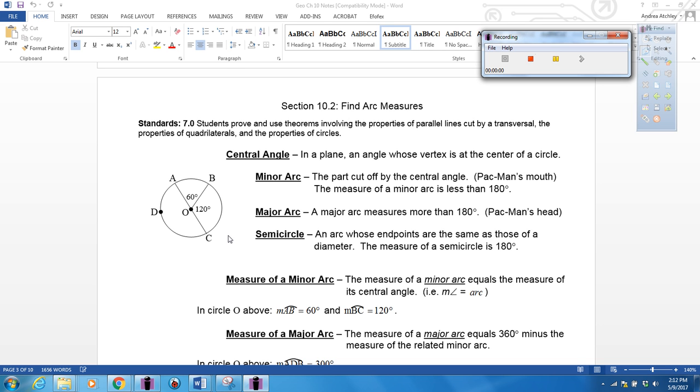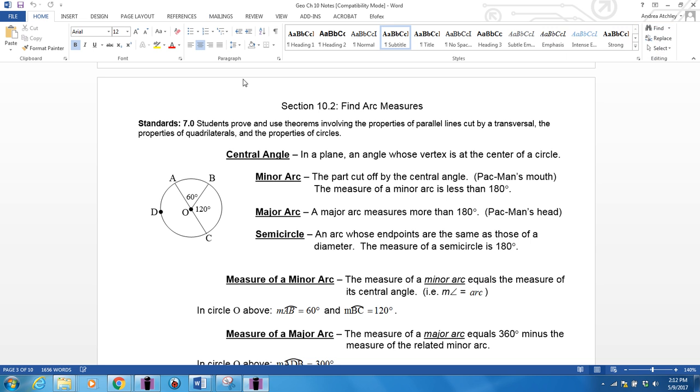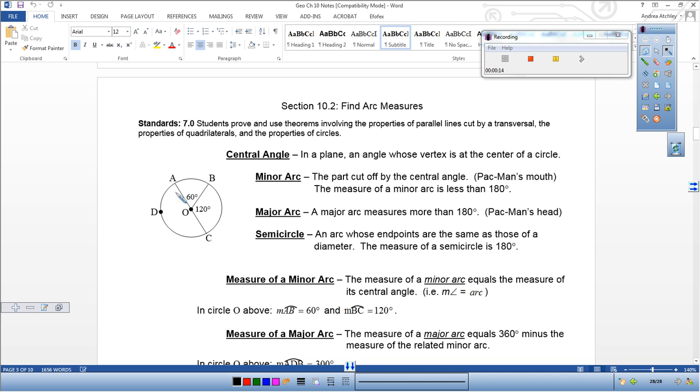Okay, so the first thing we need to review is central angles. In a plane, an angle whose vertex is at the center of the circle refers to a central angle. So if you look here, the central angle would be angle AOB.